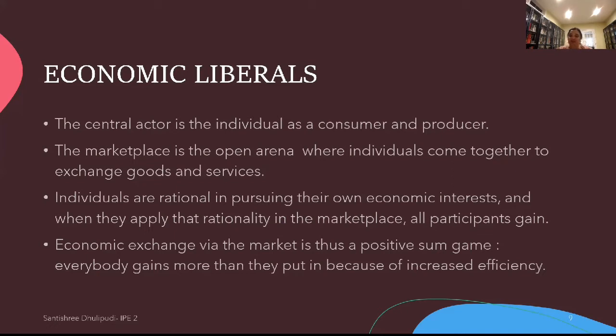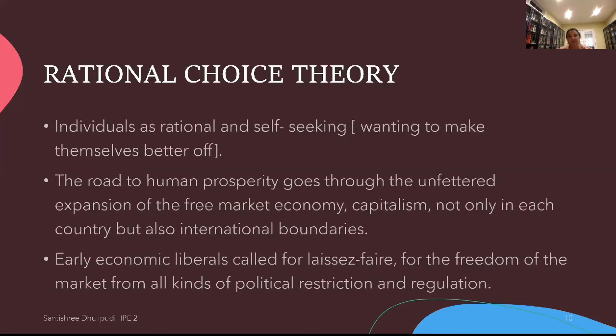And when they apply that rationality in the marketplace, all participants gain. Economic exchange via the market is thus a positive sum game. Everybody gains more than they put in because of increased efficiency. So they bring in with it what we call today the rational choice theory. Individuals are rational and self-seeking, want to make themselves better off.